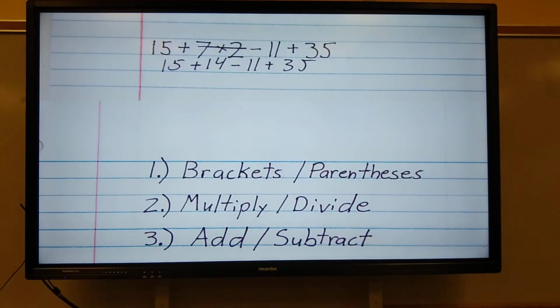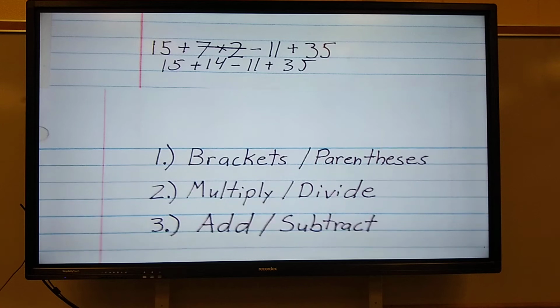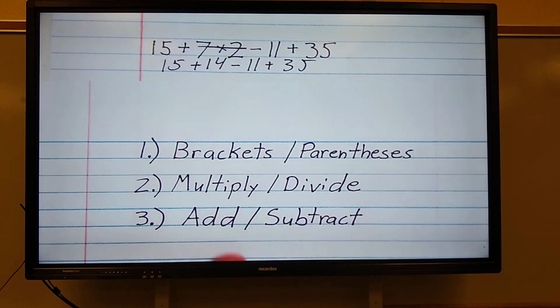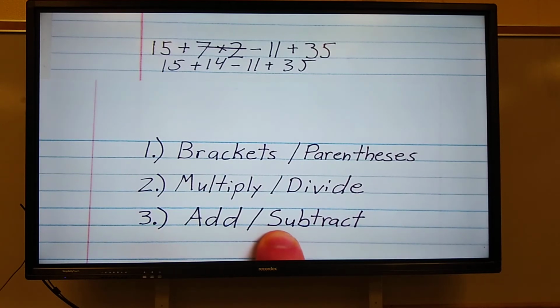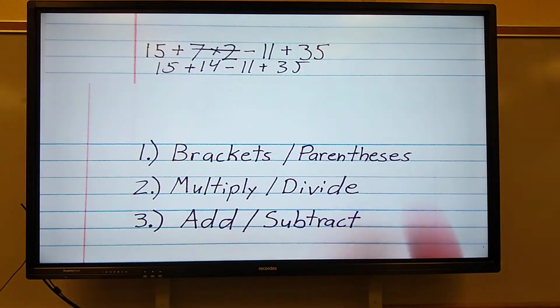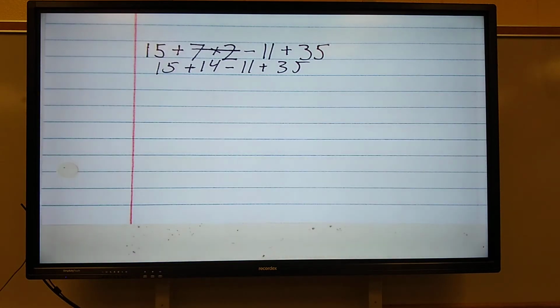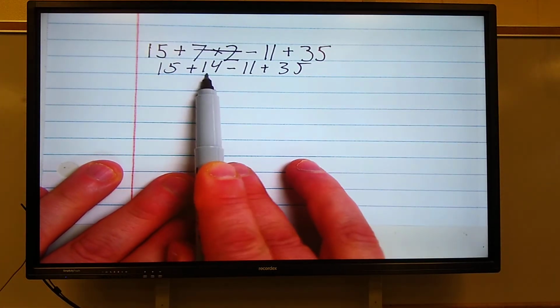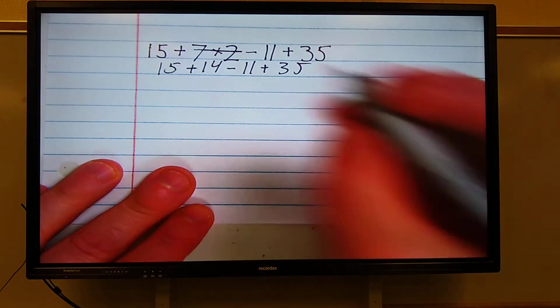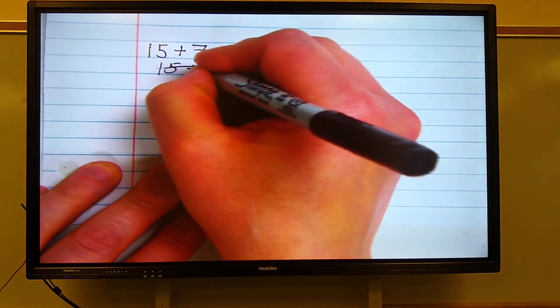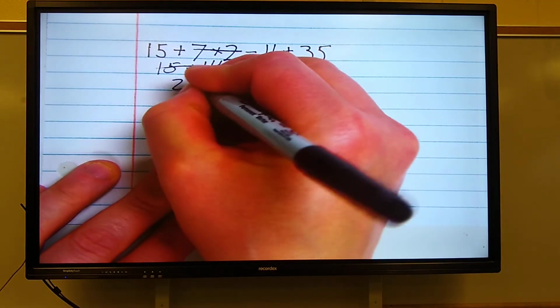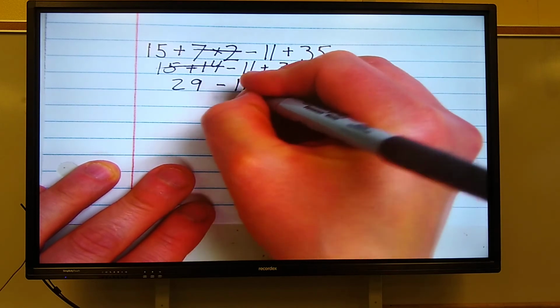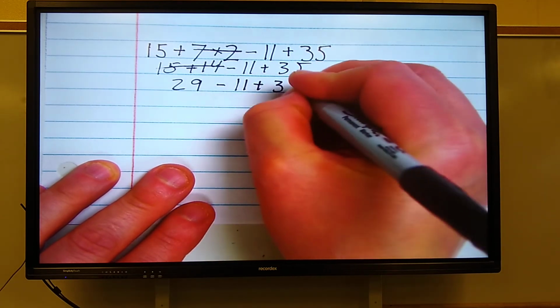Okay? I do not have any more multiplication or division. So now I got to go to the last step. Add and subtract, but you start on the left and you work your way over to the right, whichever comes first. So the first thing I got to do is 15 plus 14. And that, of course, is going to equal 29. So now I have 29 minus 11 plus 35.